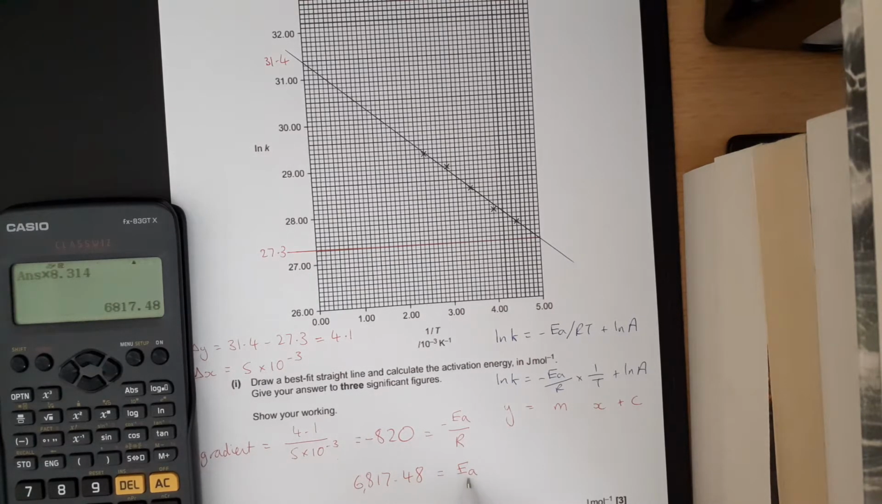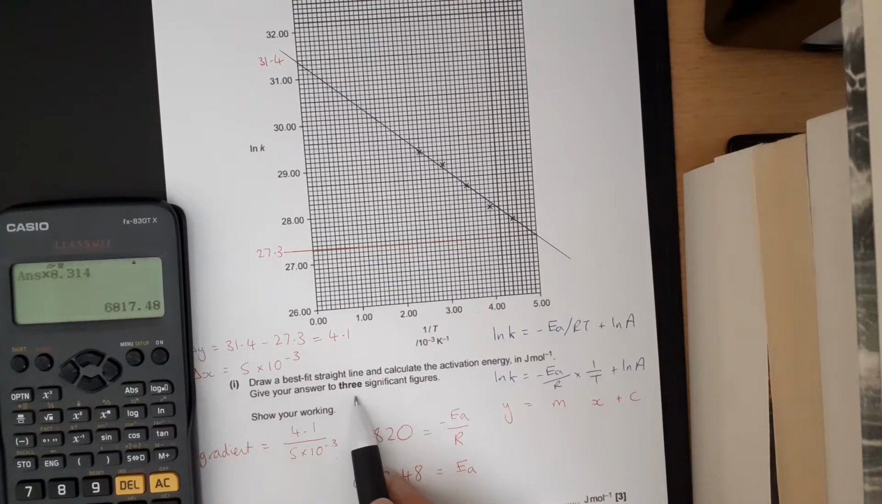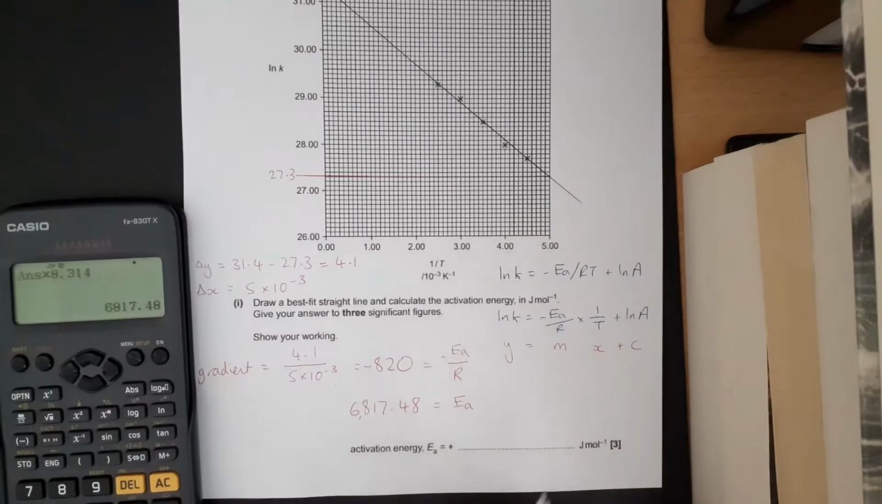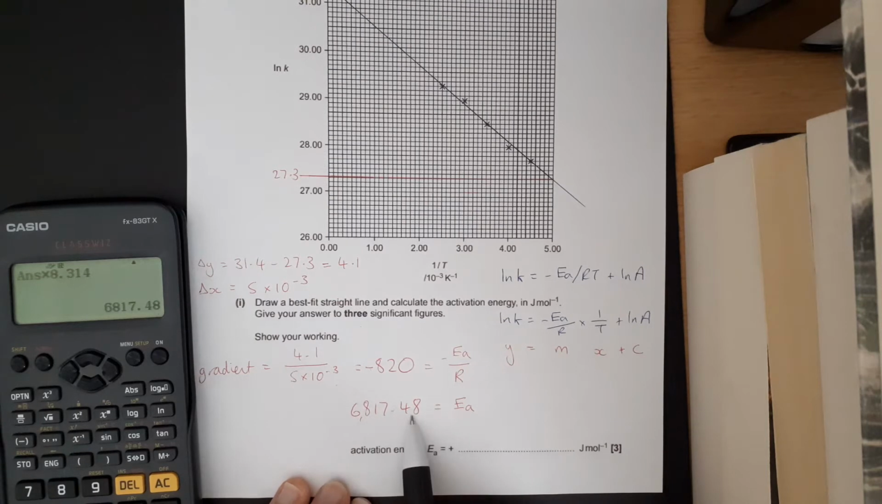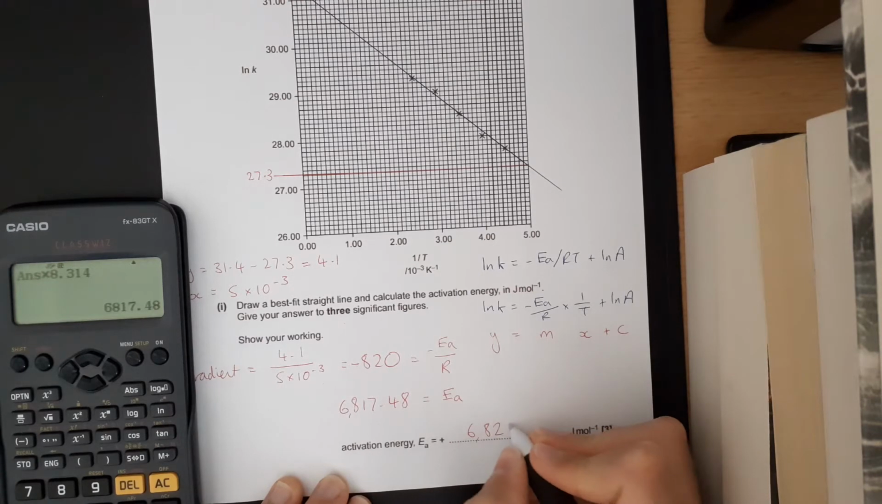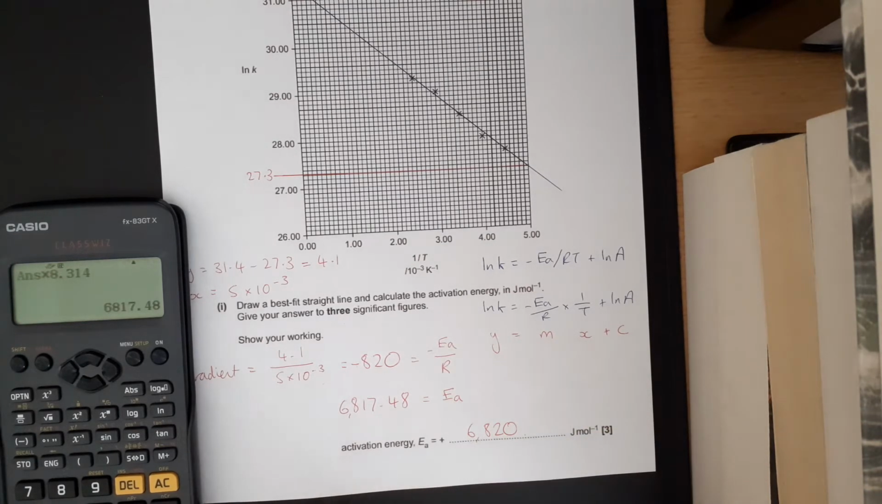And then all we need to do is put it into 3 significant figures, and we need to think about the units. Okay, in the first video, it was asking us for the value of the activation energy in kilojoules per mole, which would mean that we would need to divide this value by 1,000. Okay, but in this question, it is asking for it in joules per mole, so we don't need to do anything in terms of changing into the right units. We just need to put it to 3 significant figures. Okay, so we're going to call this 6,820.